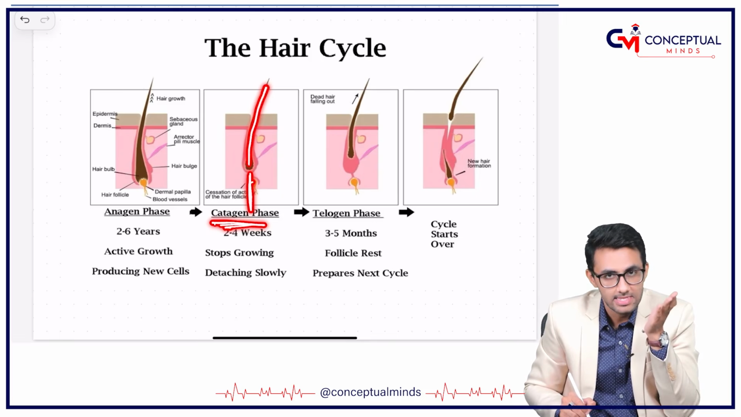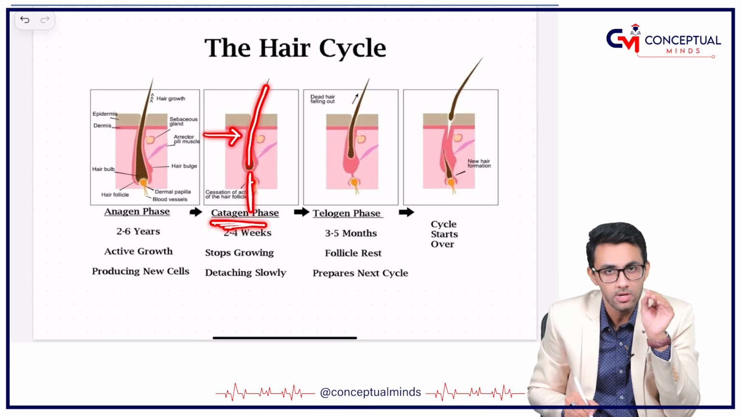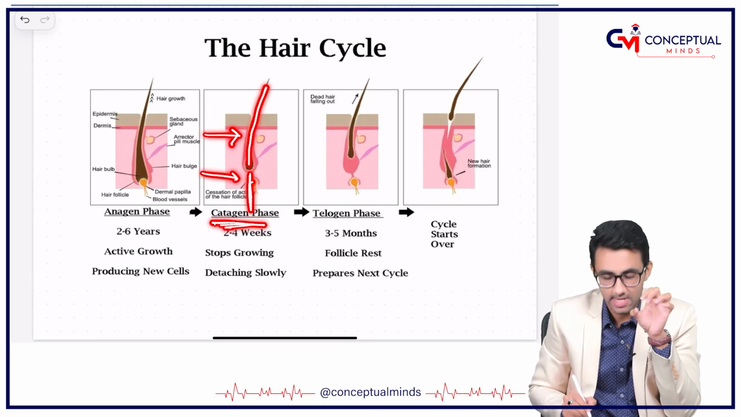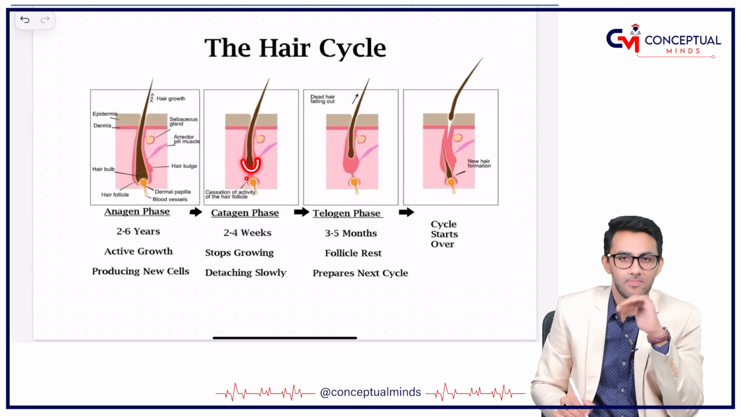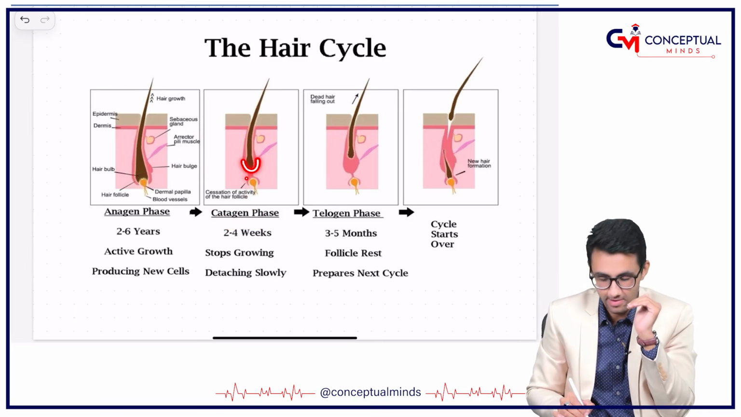What can you say about the diagram? In the catagen stage, what do we see? The upper segment is absolutely normal. The lower segment is the one which is constricted. And because of this, do you think the bulge went up? Yes, the bulge went up. You got it?